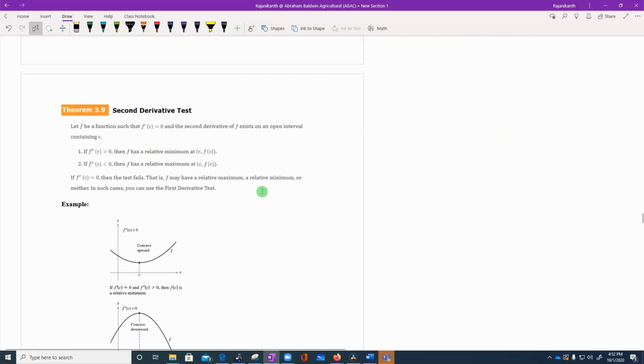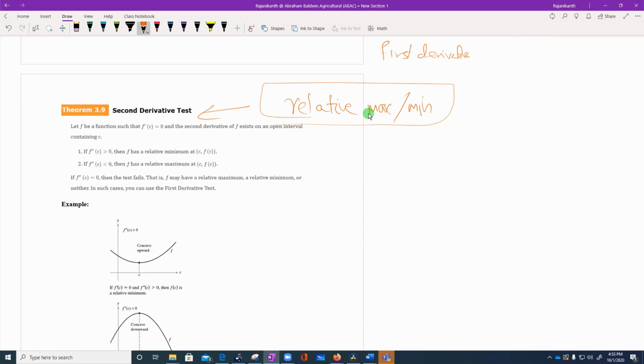Remember, we use the first derivative test to find whether a function has a relative max or min. Now this is the second tool. You could use the second derivative test as well to find whether the function has a relative max or min. But I prefer to use the second derivative rather than going for the first derivative. Remember, in the first derivative test, you have more work, a lot of steps. Remember the steps we followed there?